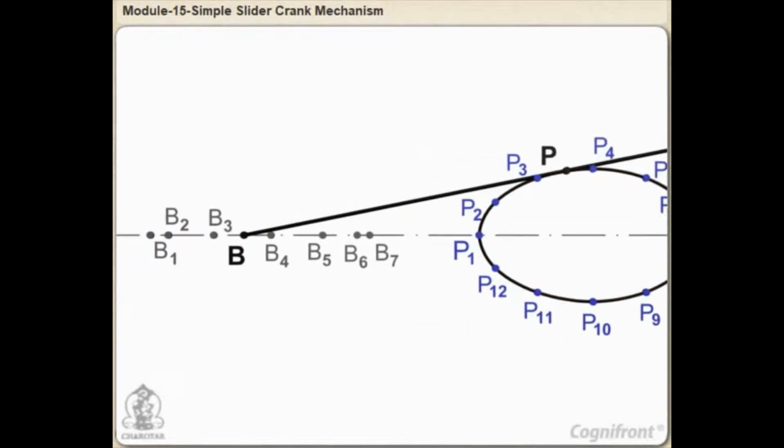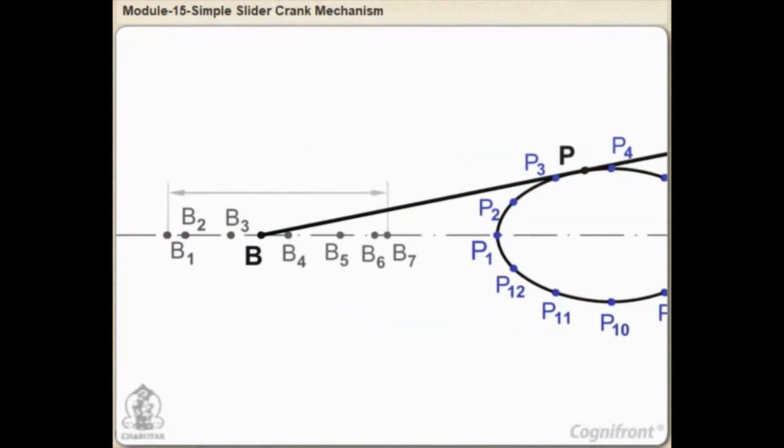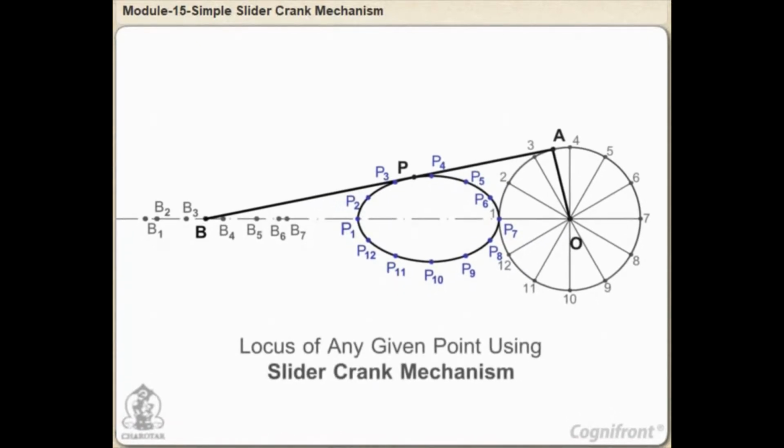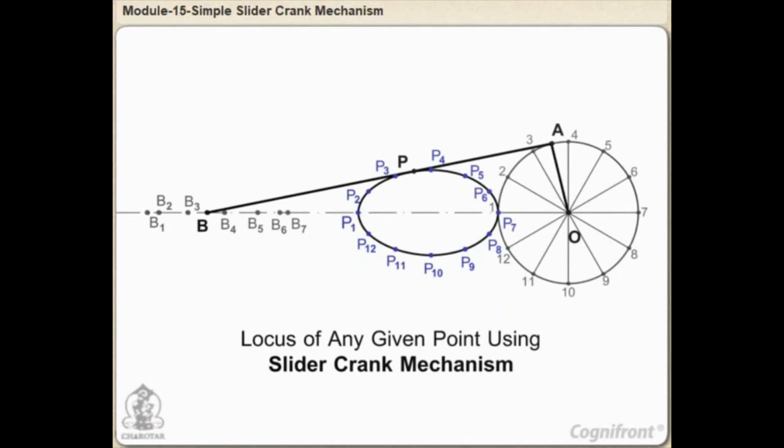Observe that the distance B1-B7 is the travel of the slider and is equal to twice the length of the crank. This length is known as stroke length. Note the movement of the slider is not uniform with that of the crank end A. This completes the procedure to obtain the required locus of any given point using the slider crank mechanism.